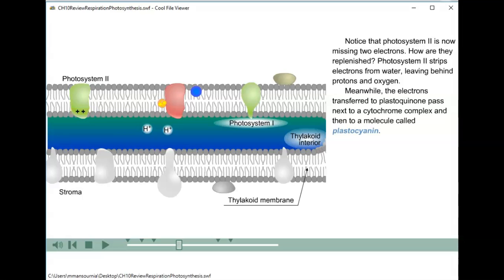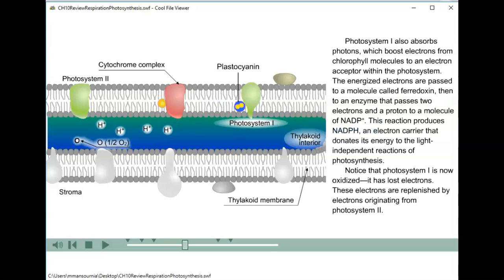Notice that photosystem 2 is now missing 2 electrons. How are they replenished? Photosystem 2 strips electrons from water, leaving behind protons and oxygen. Meanwhile, the electrons transferred to plastoquinone pass next to a cytochrome complex, and then to a molecule called plastocyanin.